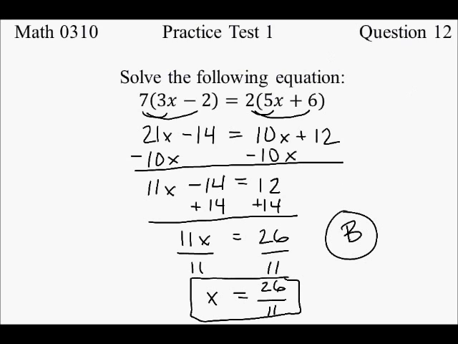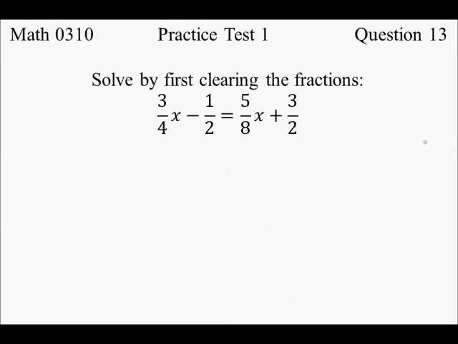Question 13. We want to solve for x, and it says solve by first clearing the fractions. So we want to eliminate our fractions from this so we can work the problem without having to deal with a bunch of different fractions. So when we clear the fractions, we want to look at all of the different denominators and find the least common multiple of all those numbers.